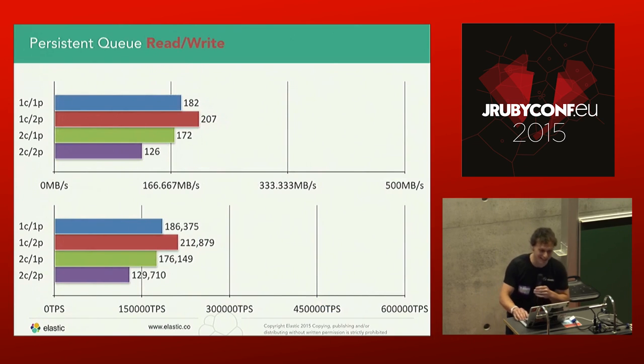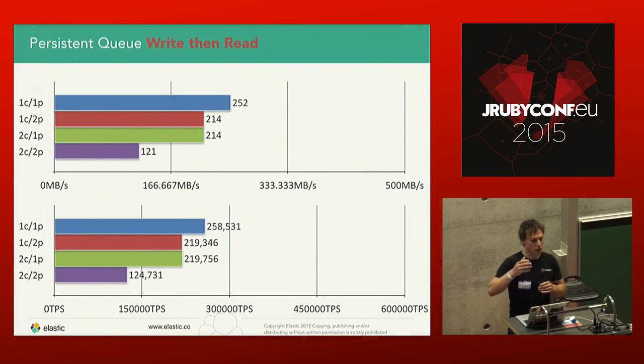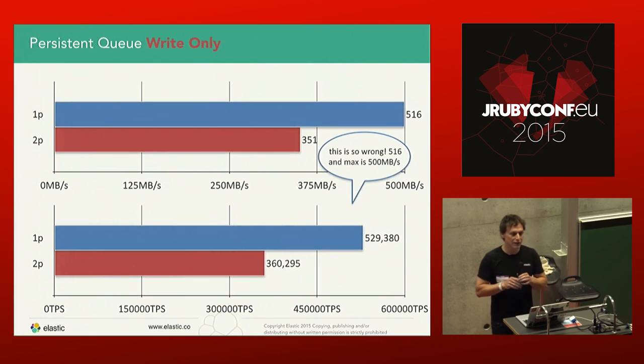OK, I'm almost done. And so for read and write operations, we have consumer and producer at the same time. If we do a write, then read, then we get a little bit more performance. And if we do only write, then we can get up to 500 megabytes per second on only writes.